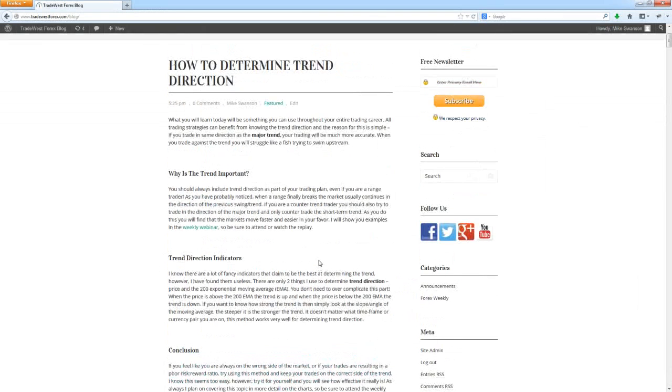Okay, but let me just go ahead and show you guys. I'll bring the charts up here in a minute, but the reason I say that even if you're a range trader you need to know trend direction is because the market, a lot of times after a range, will break out in the same direction as the previous trend or previous swing.